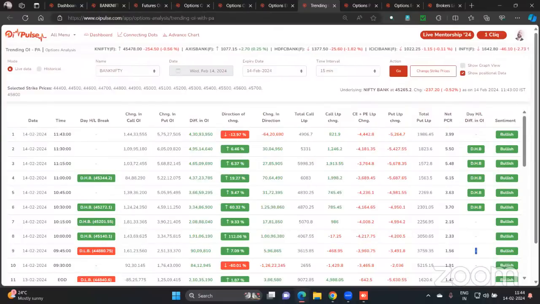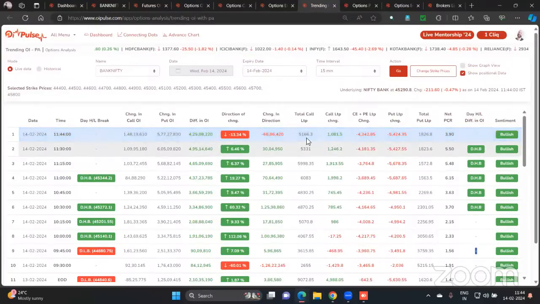The clue here, Shiva, is that the premiums on the call side are falling while at the same time they are adding OI. On the put side, the premiums are getting added, but not much. This is not a bullish structure. This is a market wherein you can expect some consolidation and some amount of premium erosion happening on the call side.